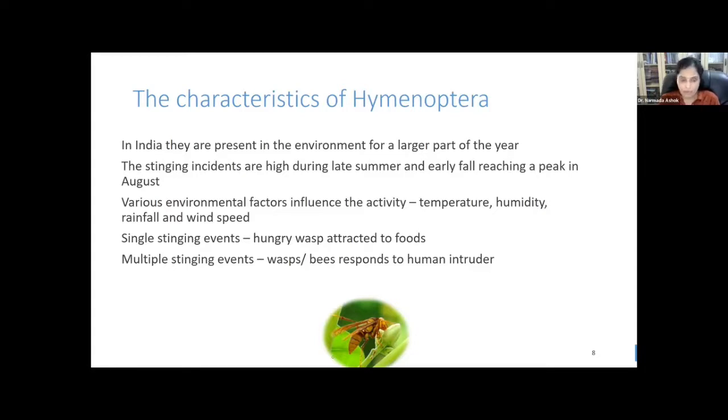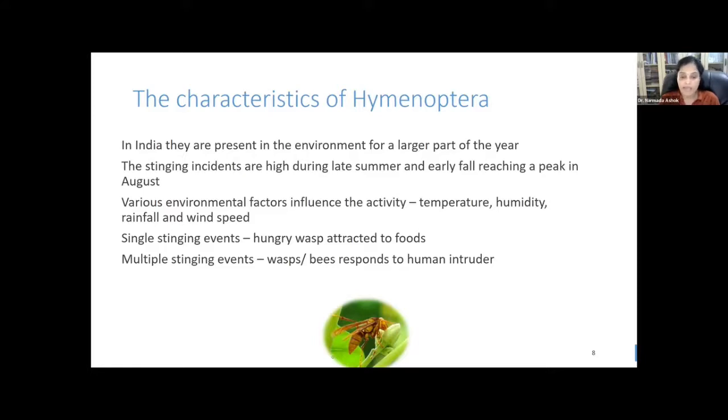Various environmental factors seem to influence this, like the temperature of the place, the humidity, the rainfall, as well as the wind speed. Generally, they are not attracted to humans, and only when we go and provoke their environment do they come and sting us. But some species are very aggressive. A single stinging event can occur when a hungry wasp is attracted towards food, whereas multiple stinging events in mass can occur when we intrude into their environment.